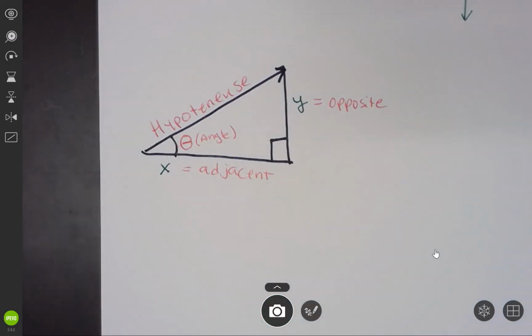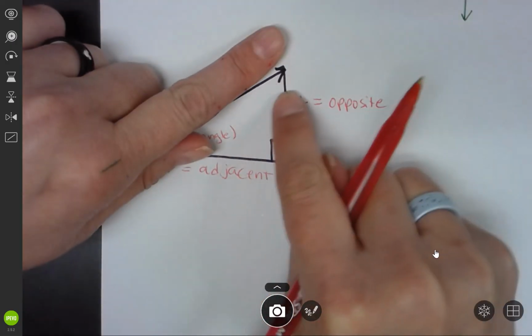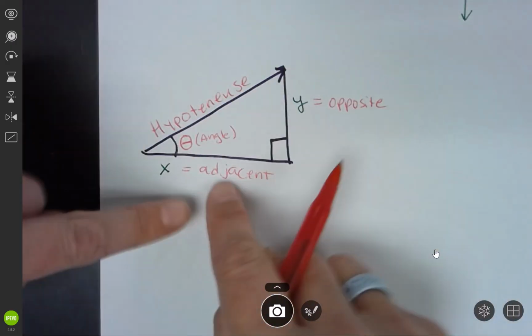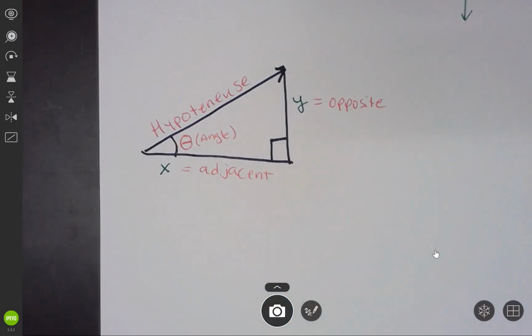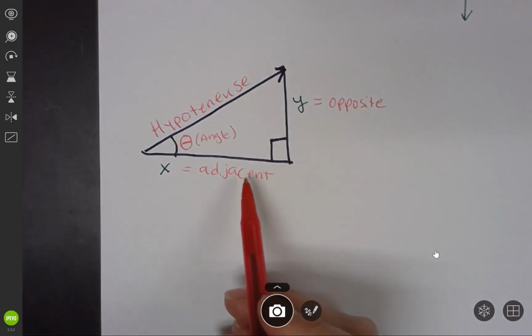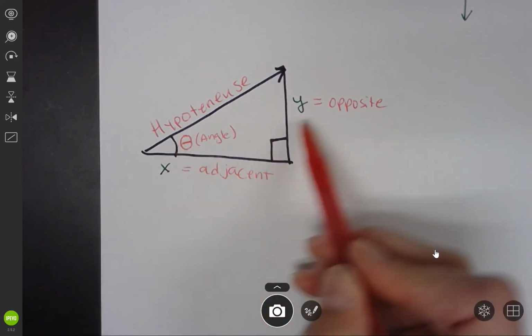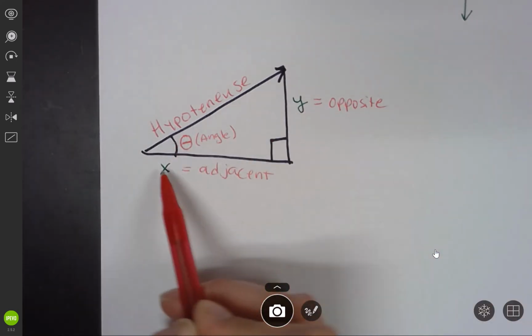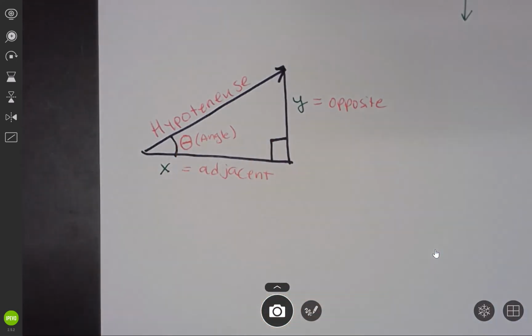It's worth knowing that you can draw a right triangle the other way. If I had been given this angle in the problem, then this would be the opposite and that would be the adjacent. But for the problem that we just drew right now, compared to this angle, y is opposite that angle and x is next door, or adjacent, to it.